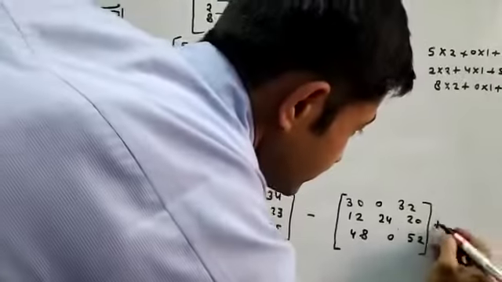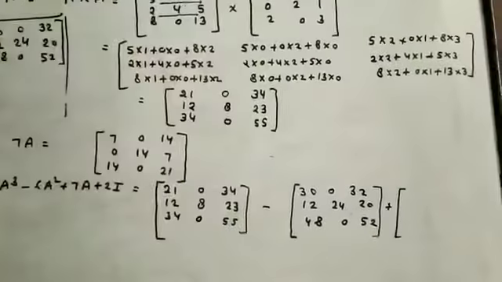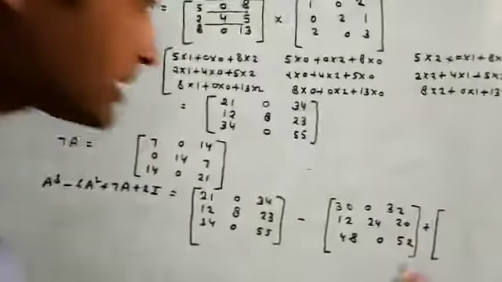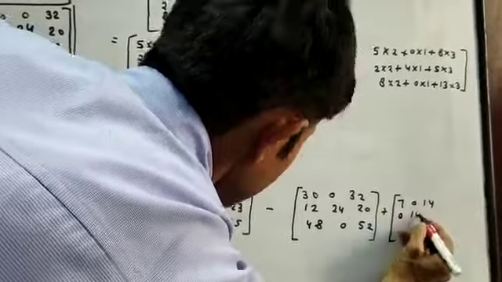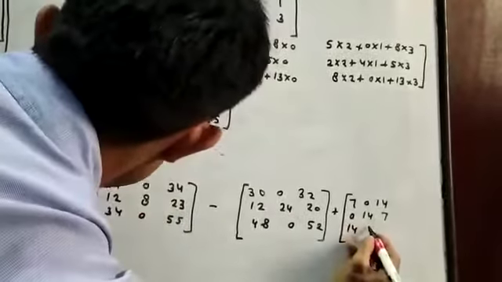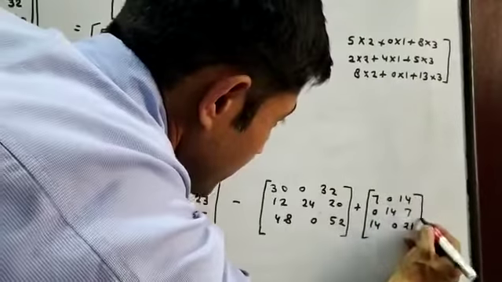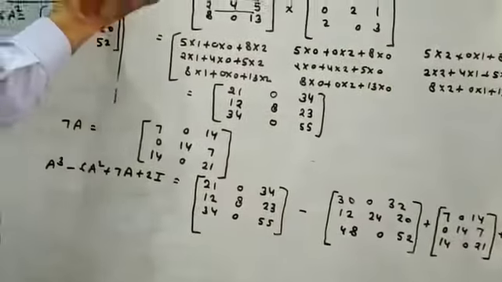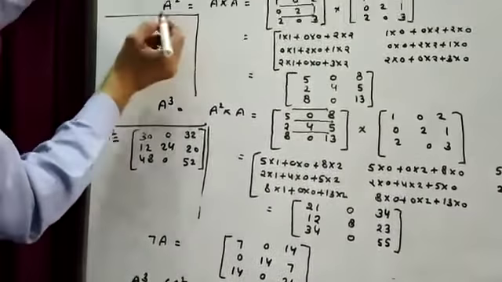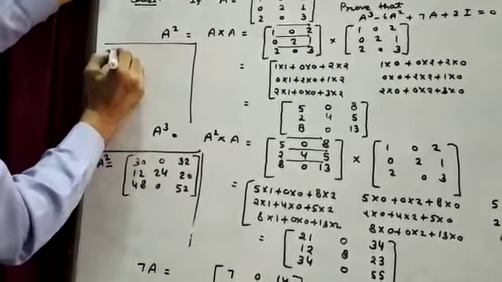Plus 7A. 7A is this: 7, 0, 14, 0, 14, 7, 14, 0, 21 plus 2I. I means identity matrix. So the identity matrix will be 3 by 3. So we do directly multiply.